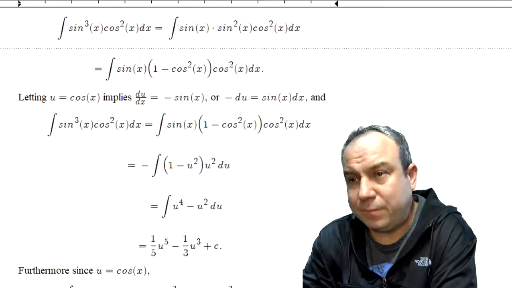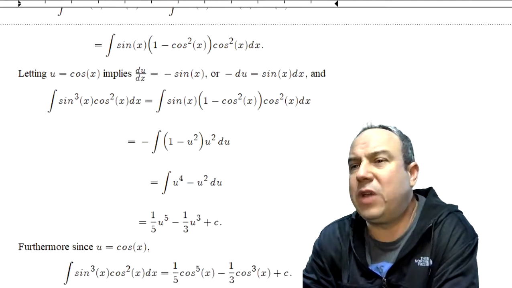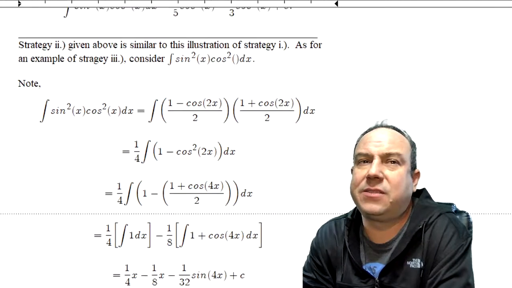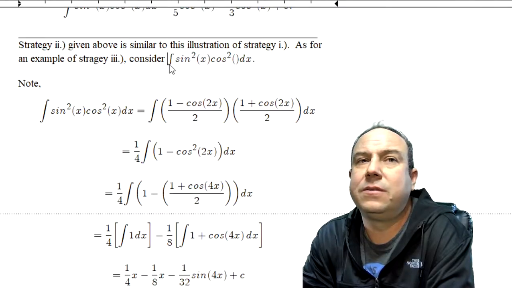Let's look at a case. What if we had sine squared x times cosine squared x? Consider this integral.